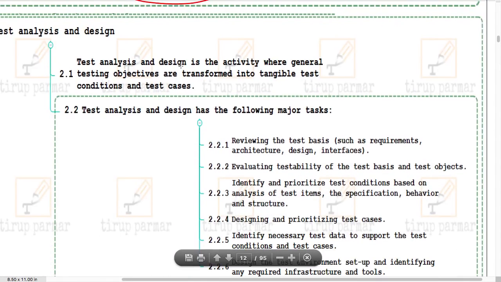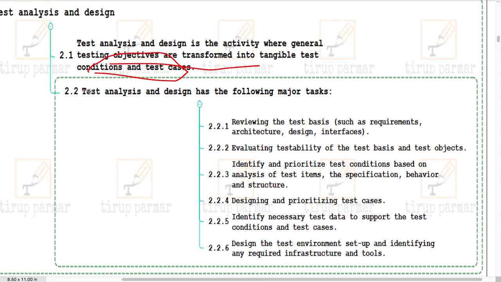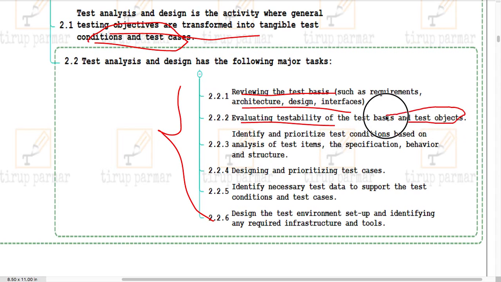So what we mean by analysis and design activity, where general testing objectives are transformed into tangible. Tangible means actual real life software conditions and test cases. So these are the points which we need to write while writing the answer for test analysis and design. Major tasks are to review the test basis, such as requirements, architecture, design and interfaces, whether they are correct or not. That's what we mean by test basis. Then next part comes where we need to evaluate testability of test basis and test objects. Now remember which are the objects and what are the bases, what data we should provide, what is the way customers are going to use that particular software. All those things are very important.